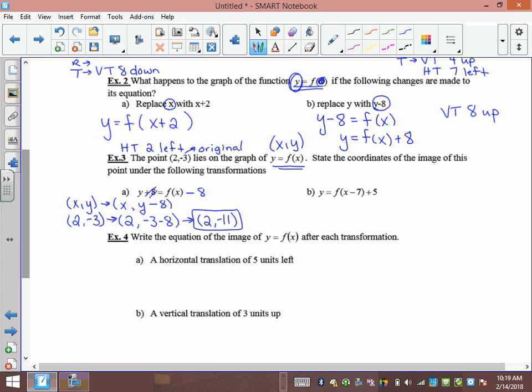So this one here is all over to the side. This is actually a horizontal translation 7 what? Right? So it affects the x because it's with the x. So you're going to get (x, y) becomes (x plus 7), right? And what's the 5? Vertical translation 5 what? Yeah. So it's going to be y plus 5. Then plug it in: (2, -3). And then 2 goes in for x, 2 plus 7. -3 goes in for y, -3 plus 5. And we're going to get (9, 2).